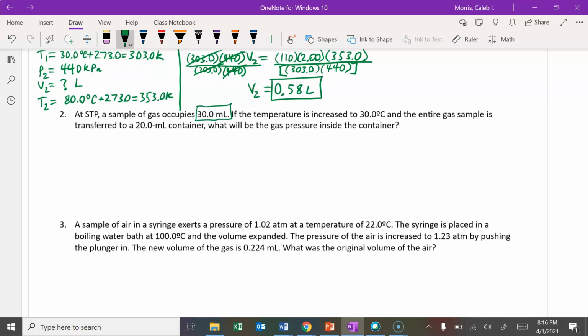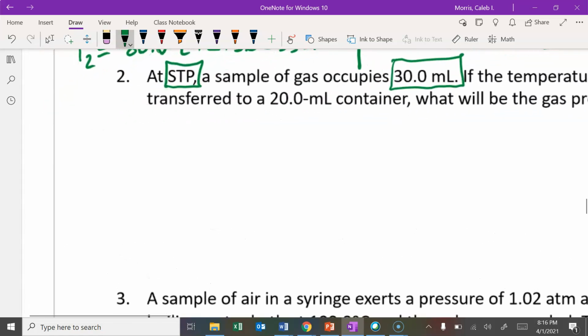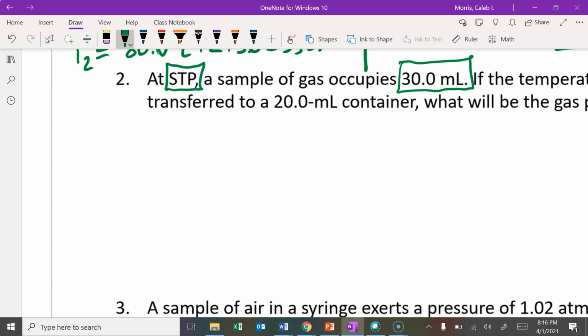And you notice it says at STP. Remember, that is standard temperature and pressure. Okay, now I'm going to erase that. But STP, that's standard temperature and pressure. So we could go ahead and start by writing P1, V1, T1 at standard pressure.